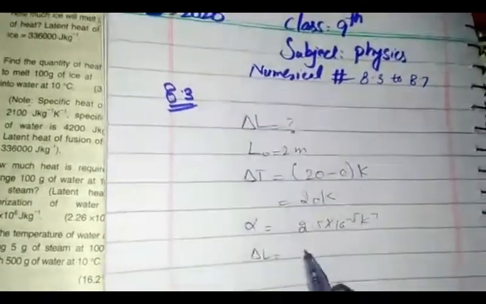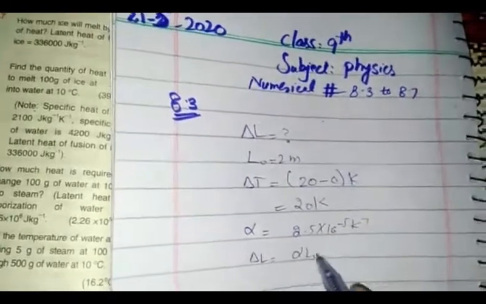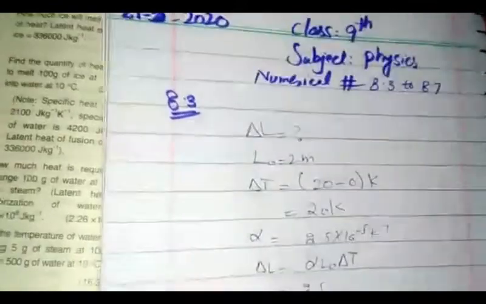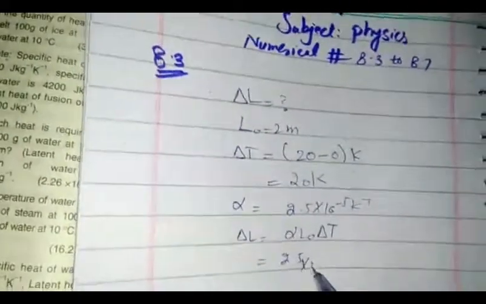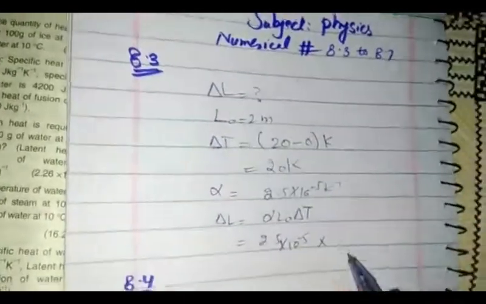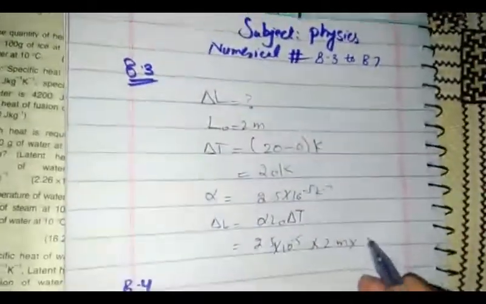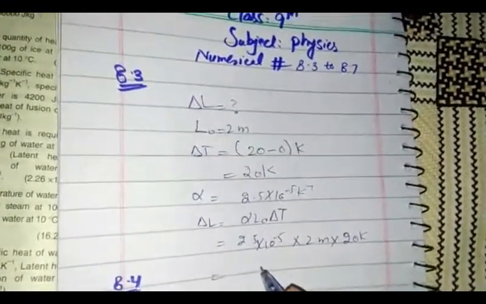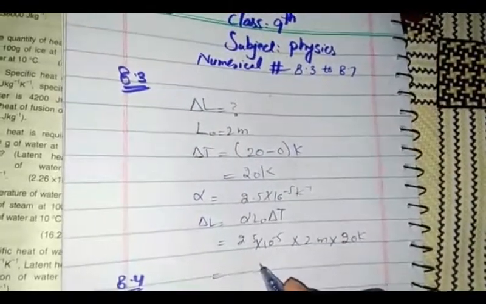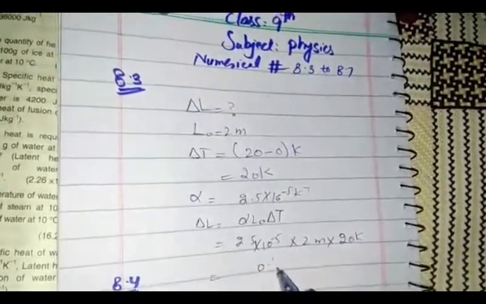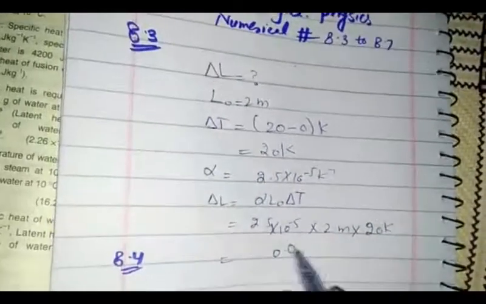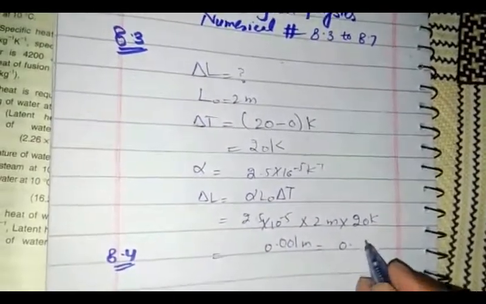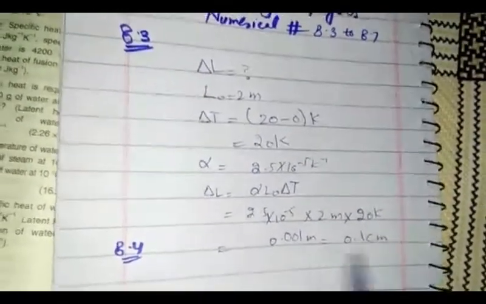The formula of change in length: delta L is equal to alpha L naught delta T. By putting values, 2.5 into 10 raised to power minus 5 multiplied by L naught, which is 2 meter, then delta T, that is 20 Kelvin. After simplification our answer becomes 0.001 meter. In centimeter the answer becomes 0.1 centimeter. So this is our answer.